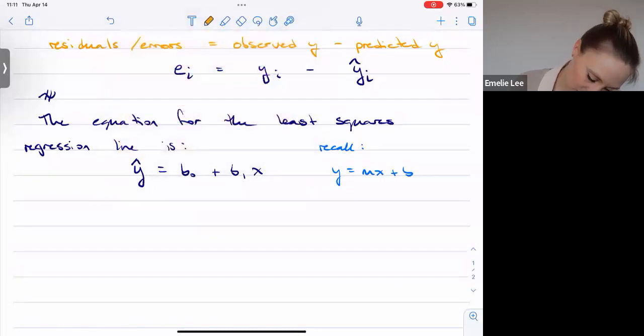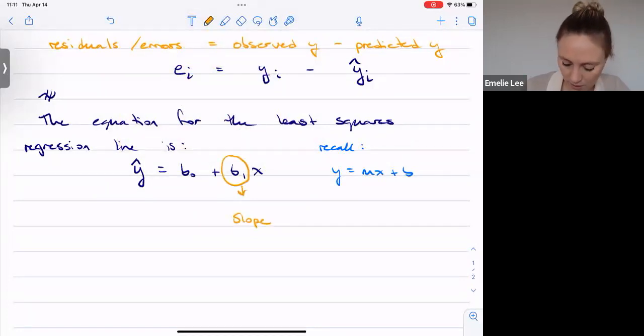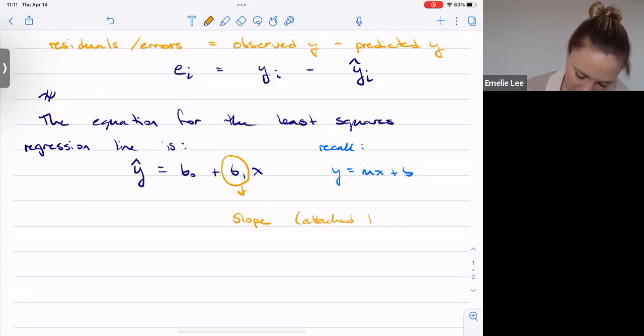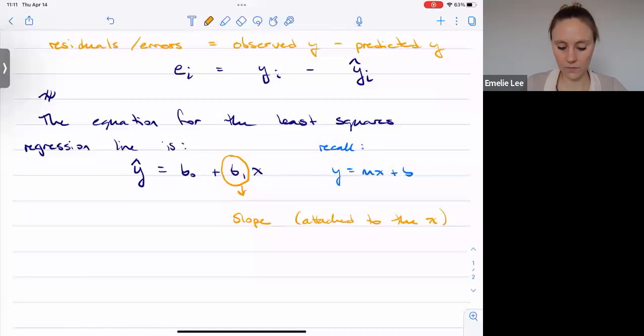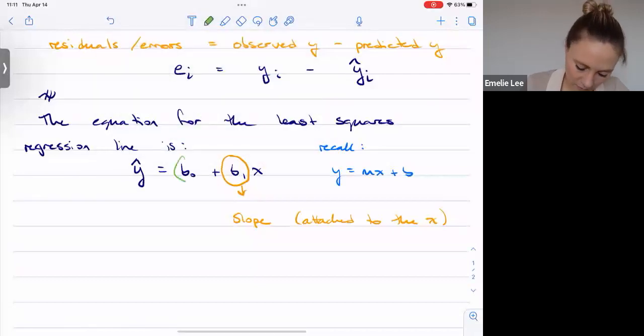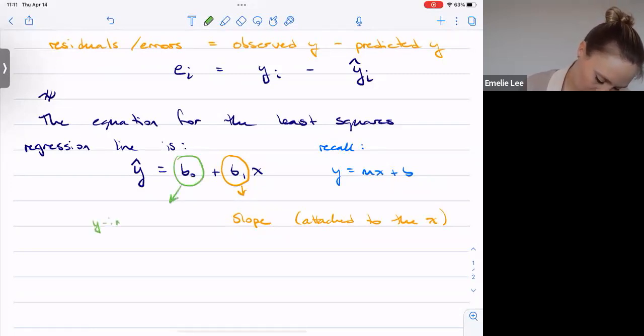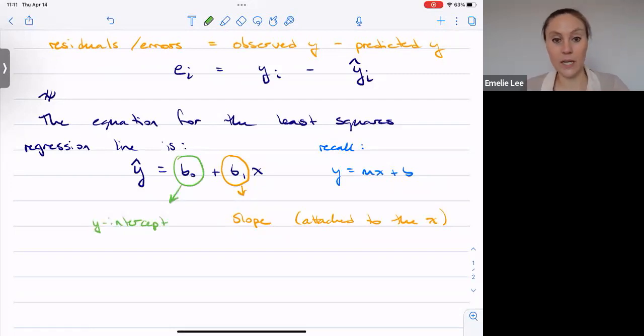Okay, so here, this is the slope because it's attached to the x. B naught, oops, I drew over the naught, is the y-intercept, right? And it's on its own.